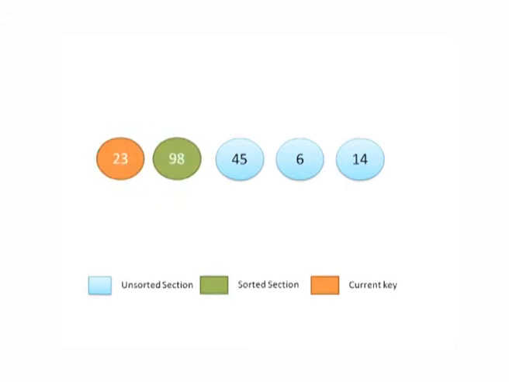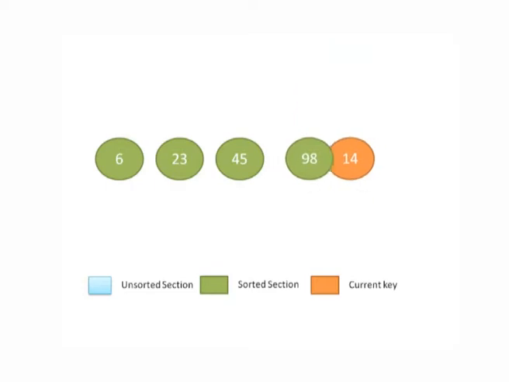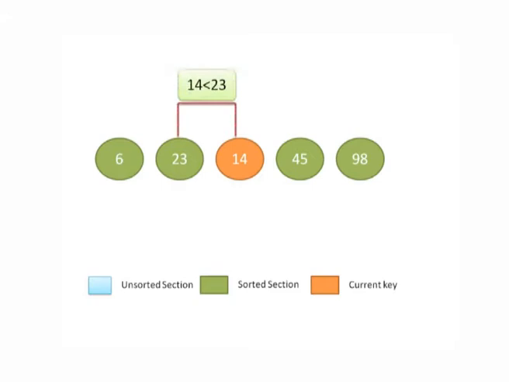The next element 45 is then picked from the unsorted section and compared with 98 and 23 and inserted after 23. The next element 6 is compared with 98, 45 and 23 and inserted before 23. The last element from the unsorted section 14 is compared with 98, 45, 23 and 6 and inserted between 6 and 23. As can be seen, there have been total 10 comparisons made by the algorithm.